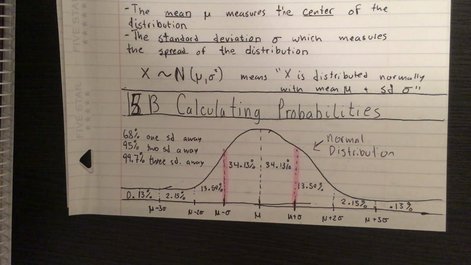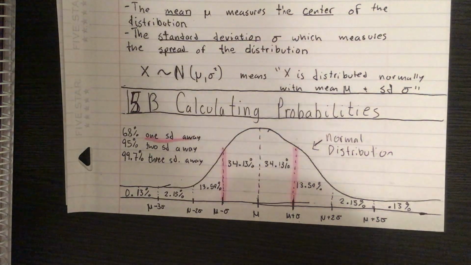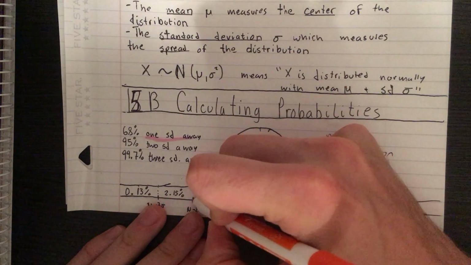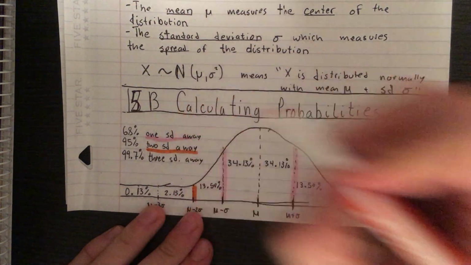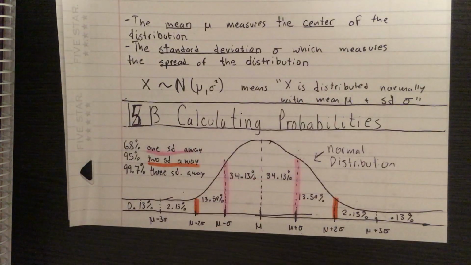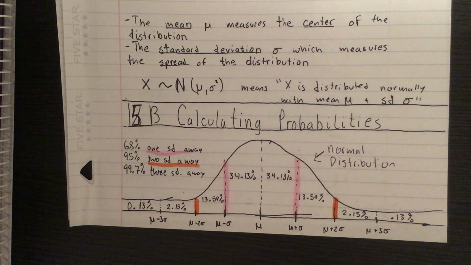Then the two standard deviations away here. If you go out 1, 2 steps in both directions here, 2 standard deviations away, and you add up these four numbers right here, 95% of observations are going to lie within 2 standard deviations of the mean. 95%, which is a substantial amount. That would be basically everybody in this class except for one person.